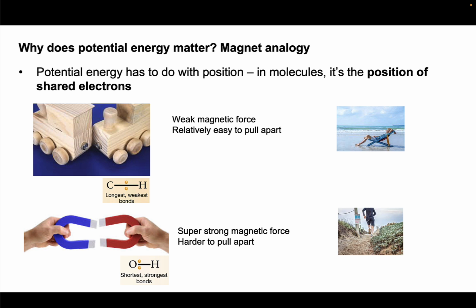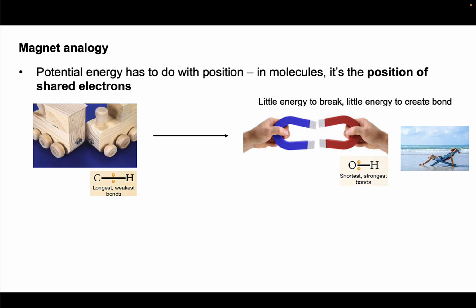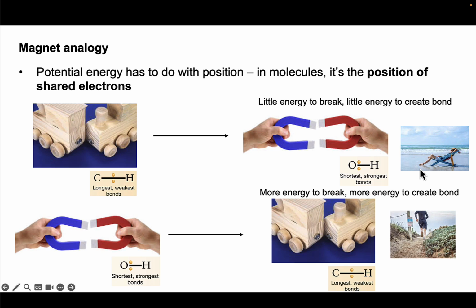Okay, let's put these in a chemical reaction. So we're talking now about overall energy expenditure. It's going to take me relatively little force to break apart these 2 trains. And actually very little energy to create these bonds because they're kind of drawn to each other. So overall, very little energy expenditure.